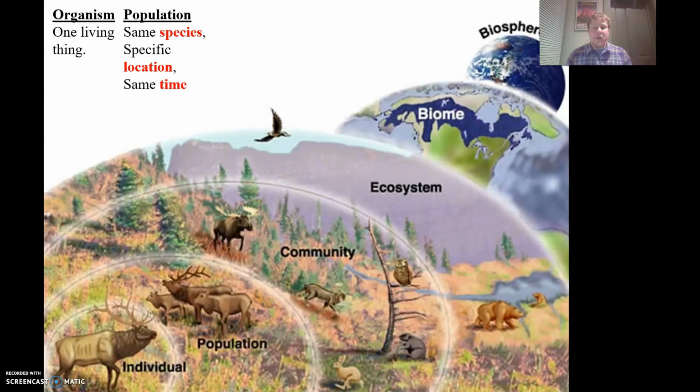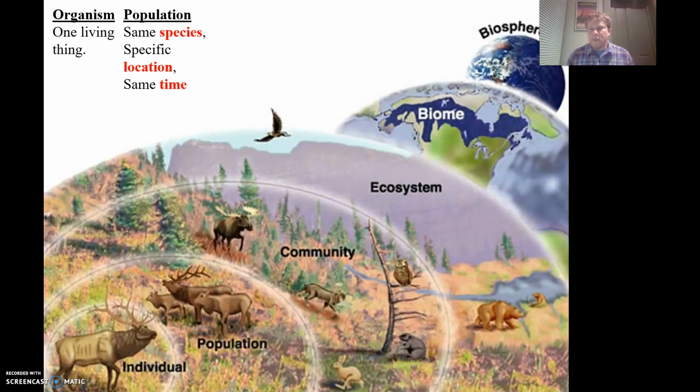So the number of humans in my room right now is 1. It's a very small population. But the number of maple trees in your neighborhood right now might be quite a lot, depending on what kind of neighborhood you're in. Again, species, location, and time matter.